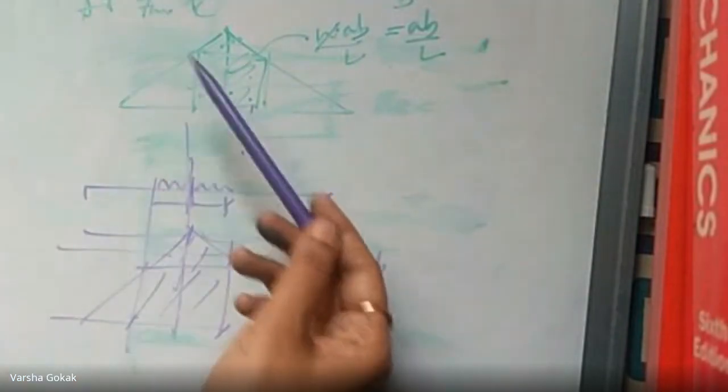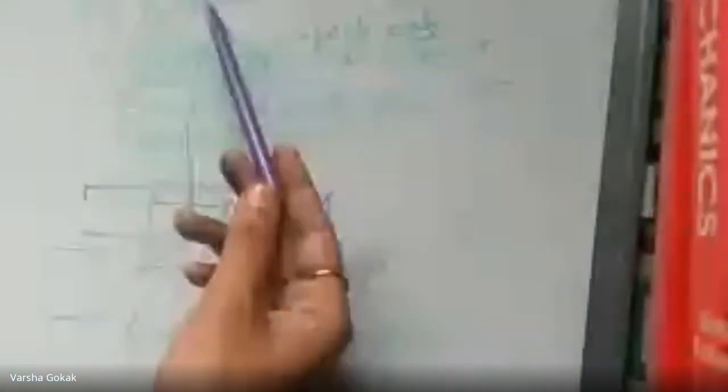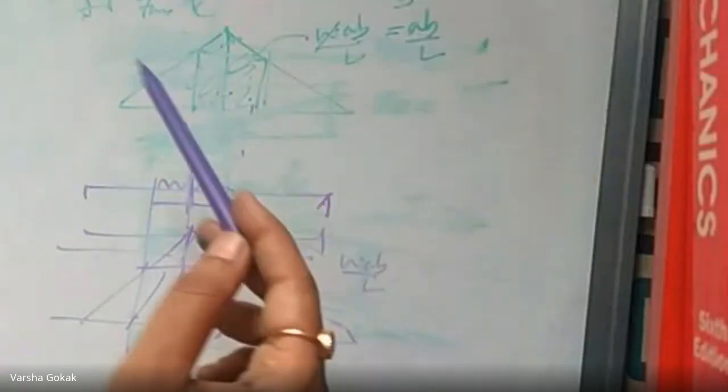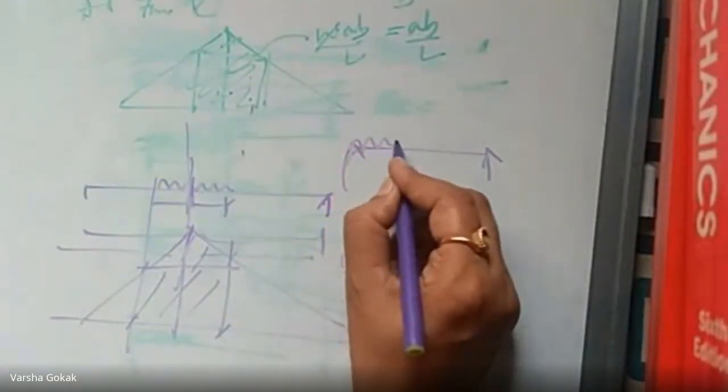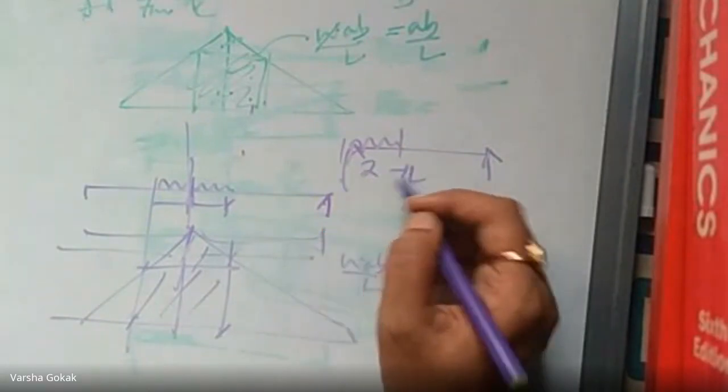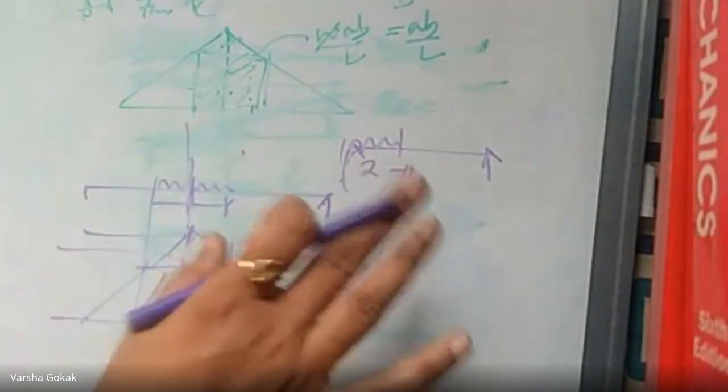I will be taking one more numerical with a UDL loading. And then we will do the standard case where you have a beam of length L and a UDL given for length Z. And we will derive for that based on the same principles.